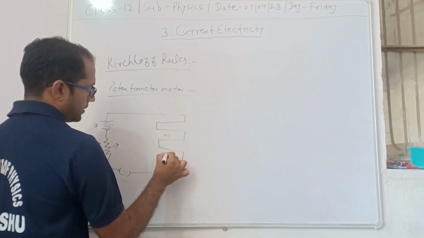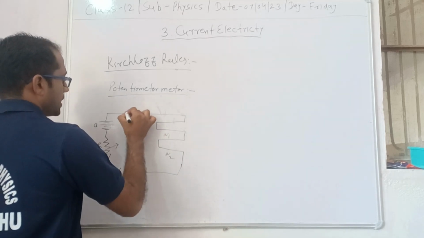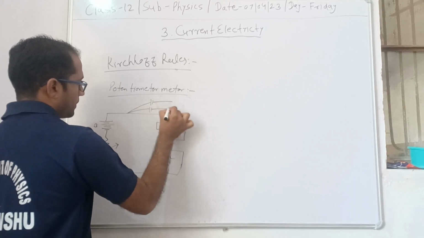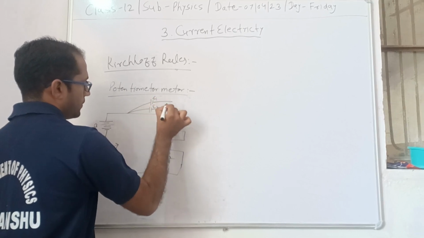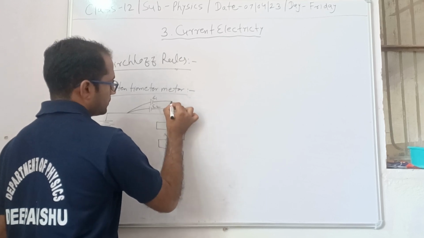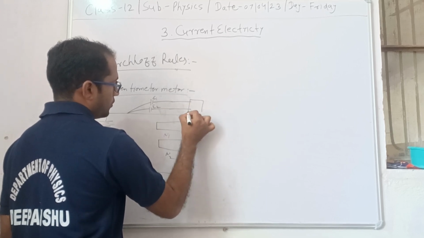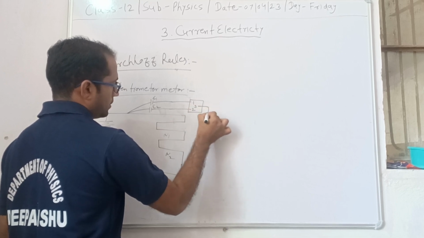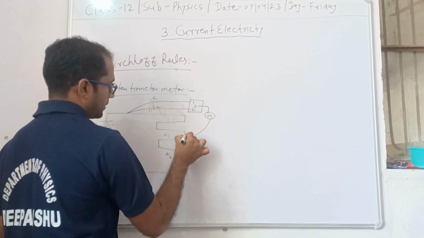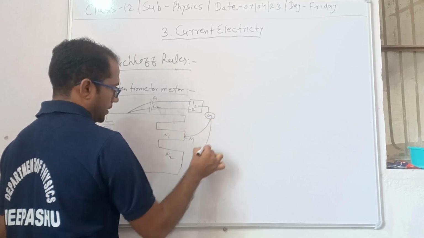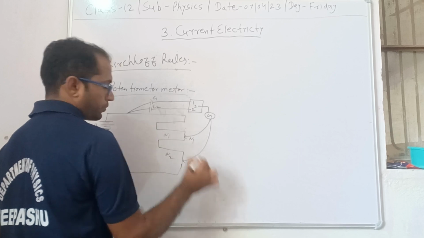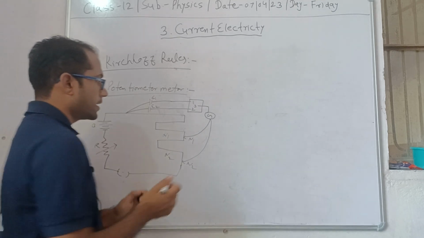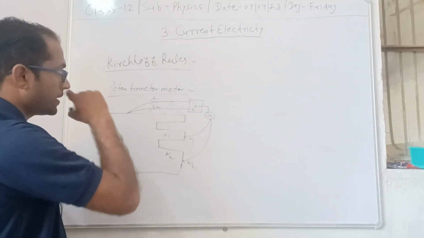There are N1 and N2, and we are connecting it to another cell. This is EMF epsilon 1, this is EMF epsilon 2, and this is a box, with point 1, point 2, and point 3. This is the galvanometer, and this is a jockey connected to N1, and this is a jockey connected to N2. This is the potentiometer.